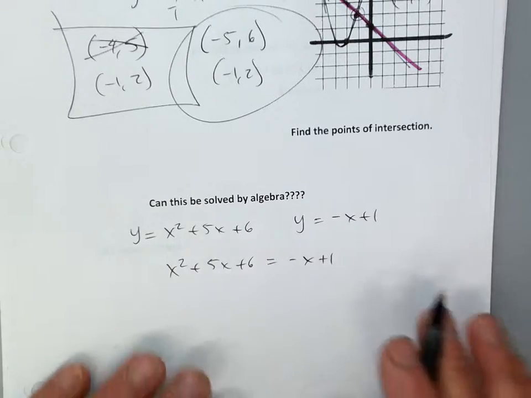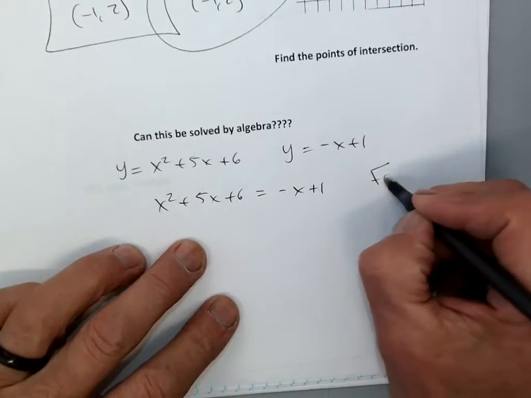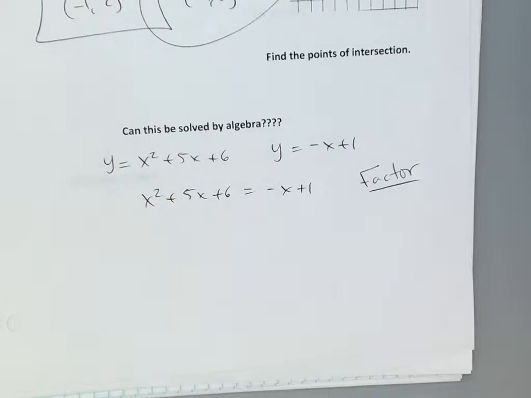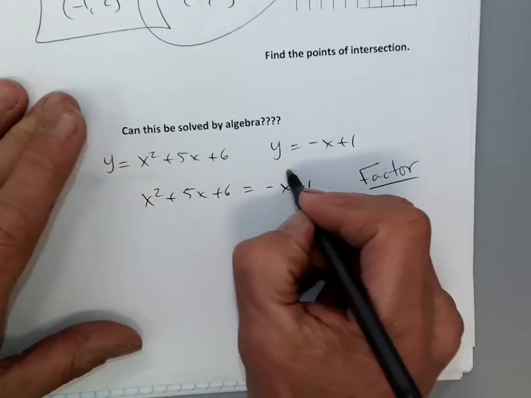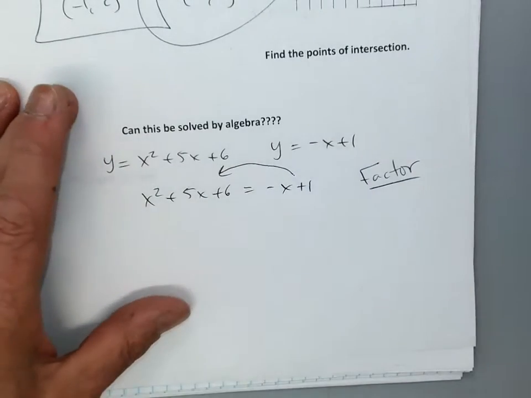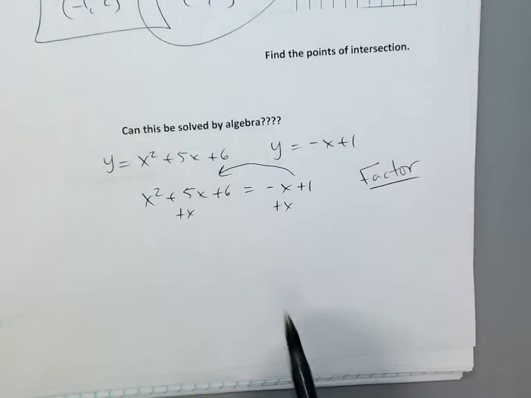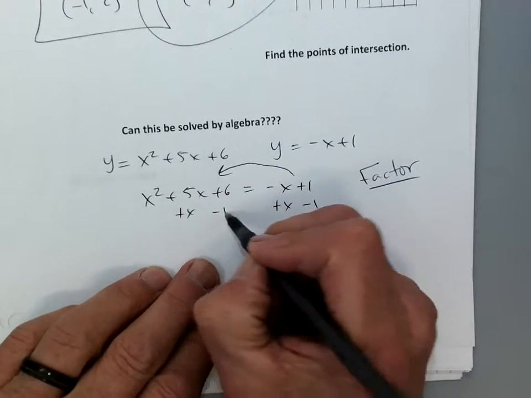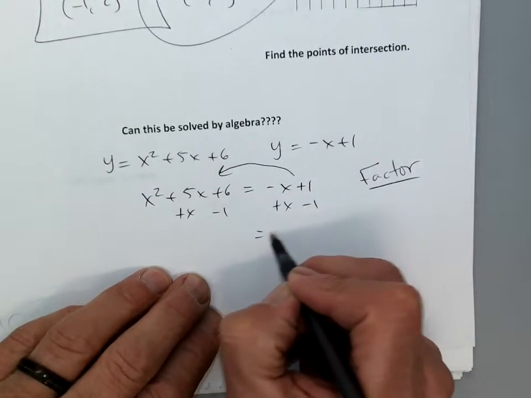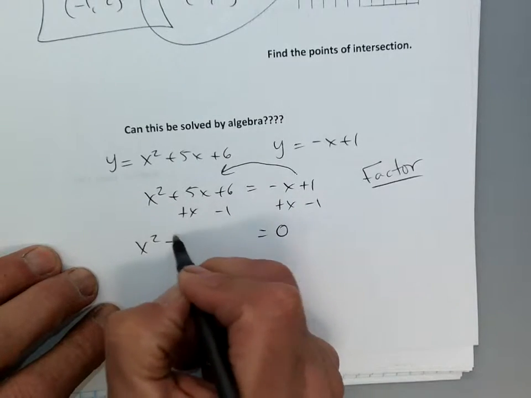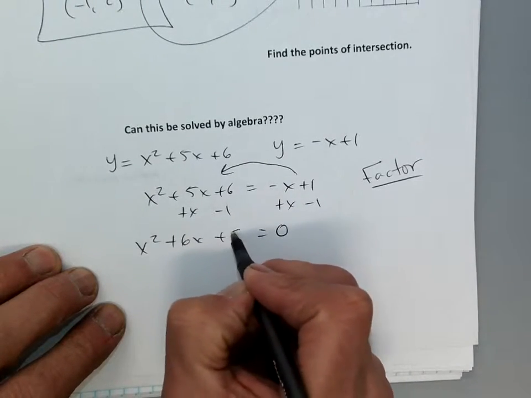Okay, so let's solve. I'm probably going to need to factor, but before I factor, I need to set it equal to 0. So let's bring everything over this way. To do that, I'm going to go plus x, because that's going to bring the x over, and I'm going to go minus 1, because that brings that over. So what's left on the other side is 0. To find the zeros, I have to make it equal 0. So I'll have x squared plus 6x plus 5 equals 0.